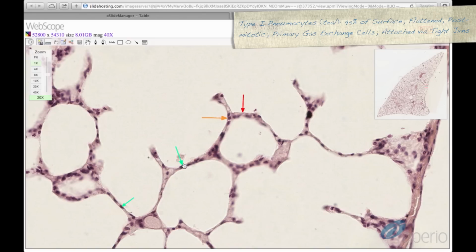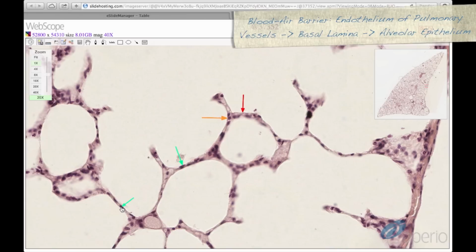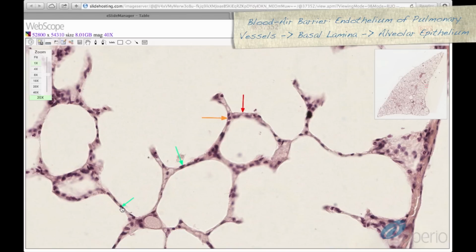They attach to each other by tight junctions, forming a barrier between the alveoli and septal wall of connective tissue. When you look at an electron micrograph of the blood-air barrier, you should note its components starting from the blood side: endothelium of the pulmonary vessels, basal lamina, and then finally the alveolar epithelium.